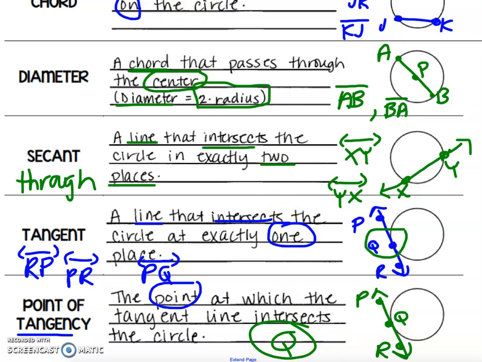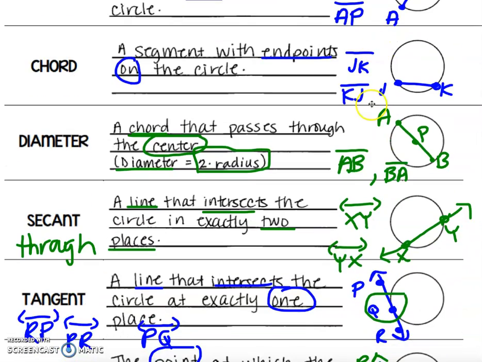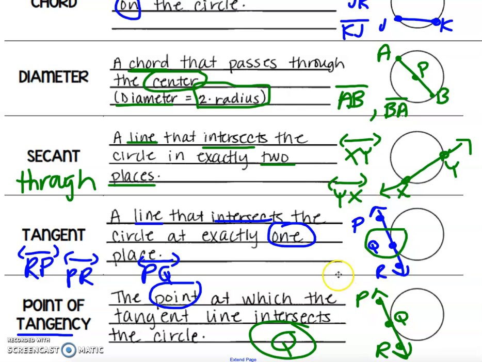So notice secant and tangent, they're going to be lines going either through or touching it. And the point of tangency is one letter, and so is a circle, one letter. But the majority, the rest of these are going to be written as two letters with either an arrow or a line segment. All right, more vocab, turn the page.